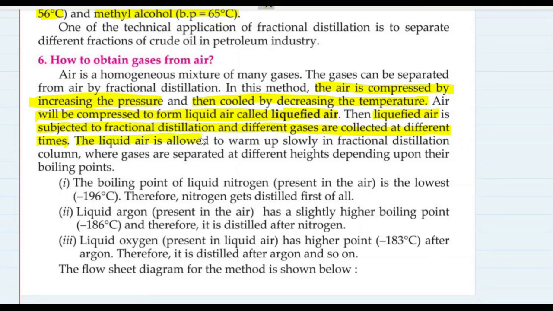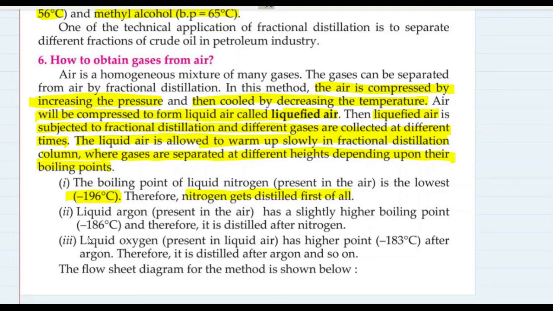The liquid air is allowed to warm up slowly in the fractional distillation column. Now this warming up is not done with the help of heat. It is just naturally allowed to warm up, where the cooling is reduced. So the temperature starts increasing and the gases start separating at different heights depending upon the boiling points. See, the boiling point of liquid nitrogen is the lowest, minus 196 degrees Celsius. So nitrogen gets distilled first of all.